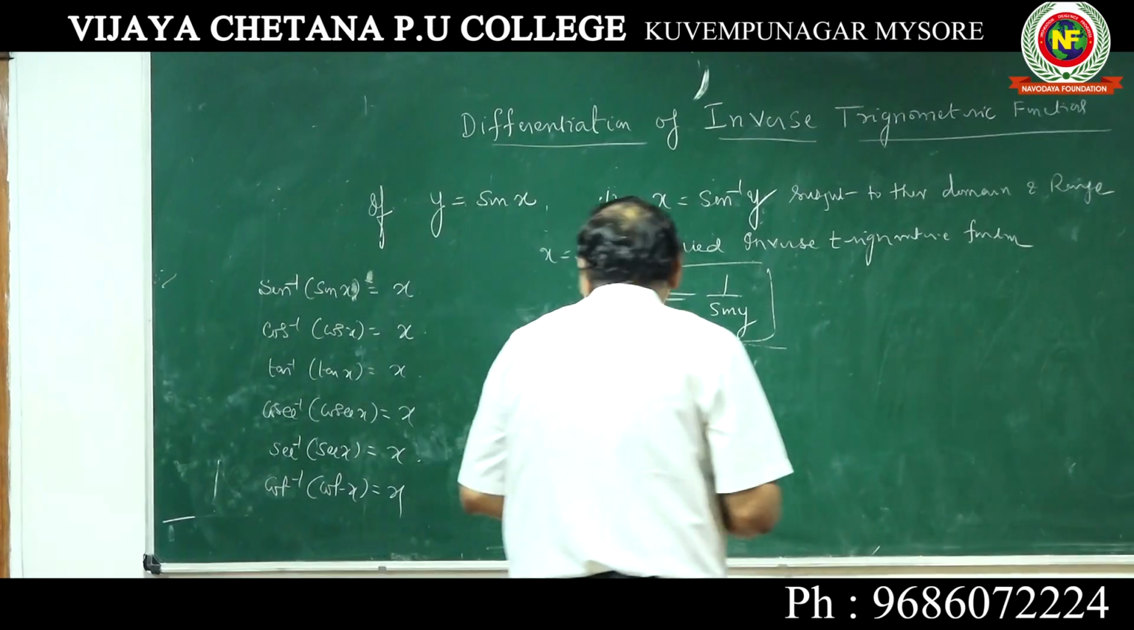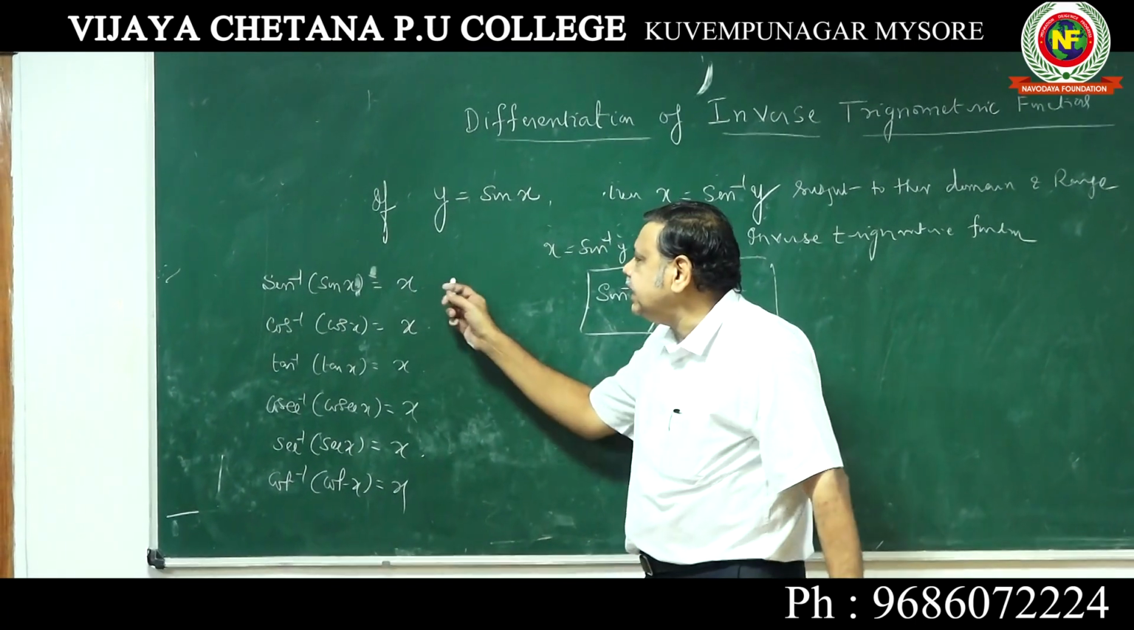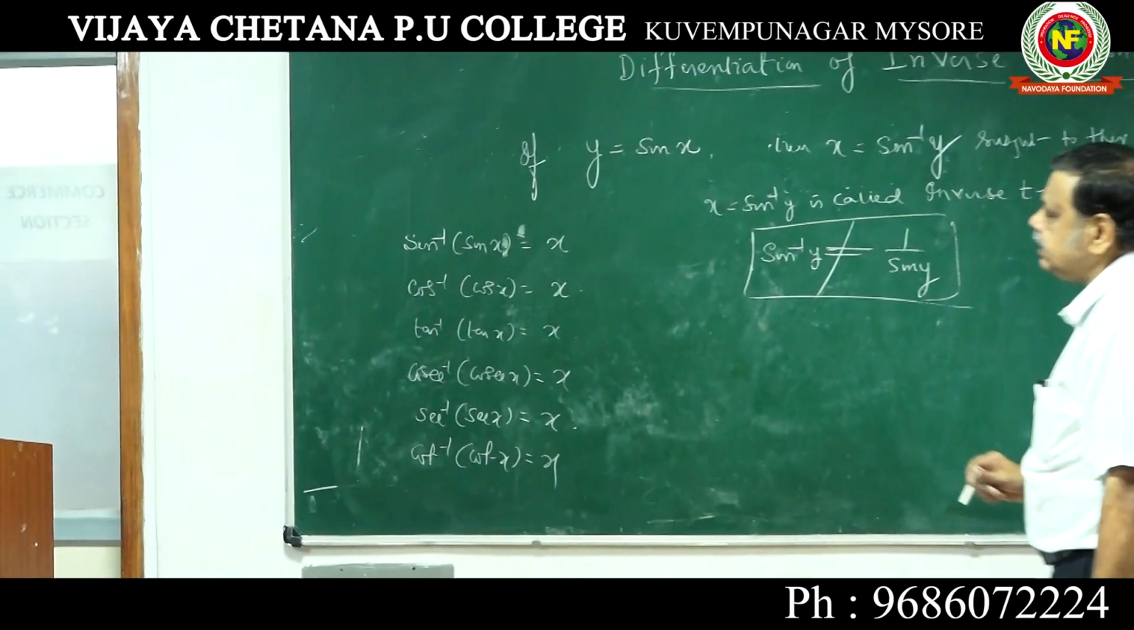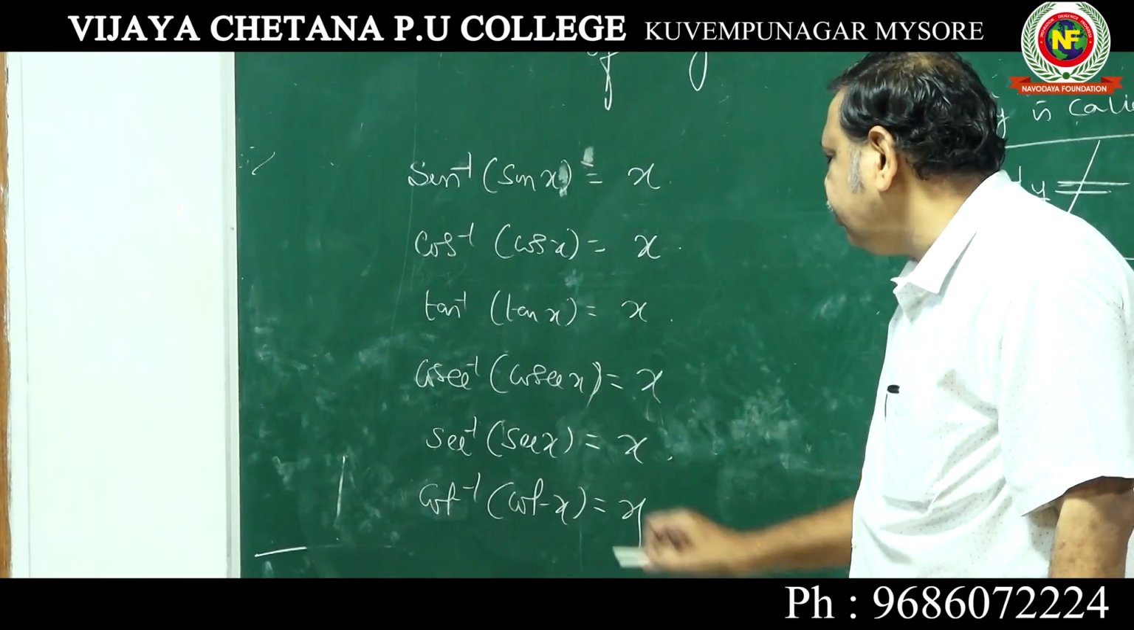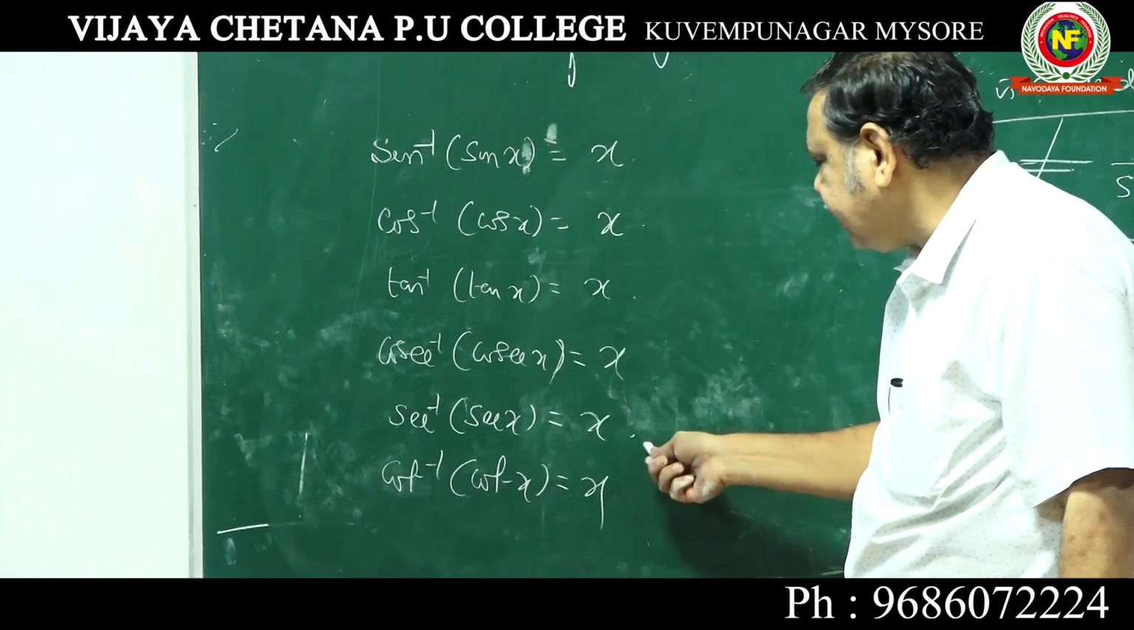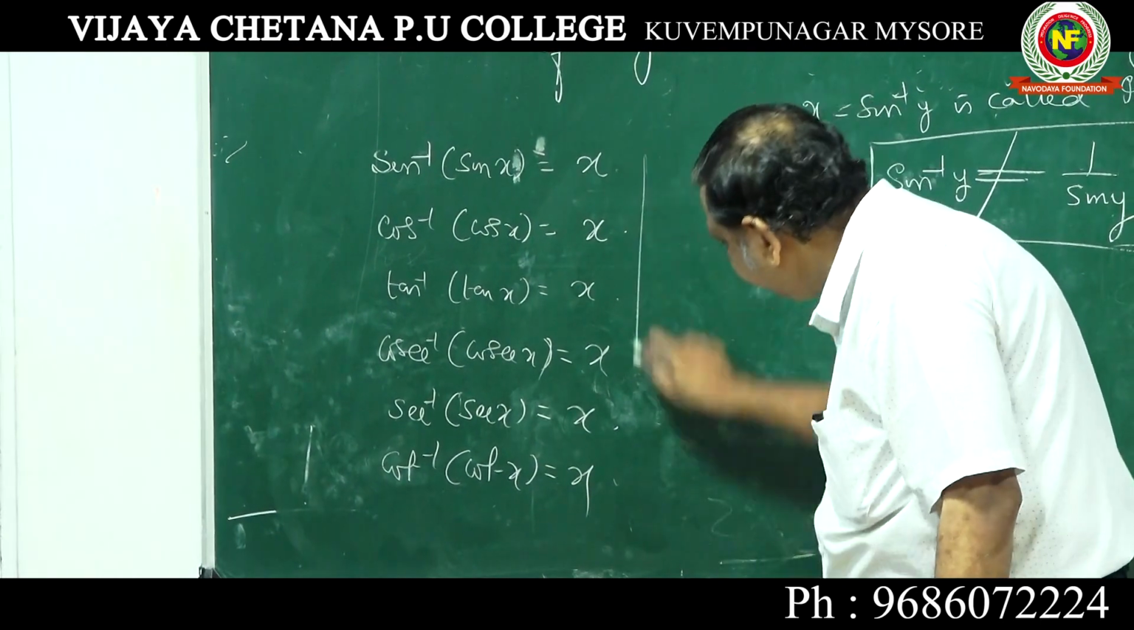Cot, important thing you should note. Sin inverse of sin x is x. Cos inverse of cos x is x. Tan inverse of tan x is x. Cosecant inverse of cosecant x is x. Secant inverse secant x is x. Cot inverse cot x. The proof will be given by him.